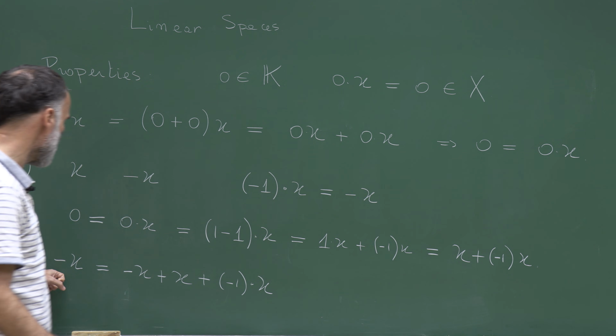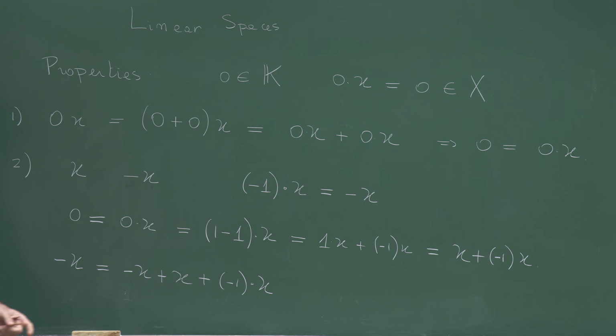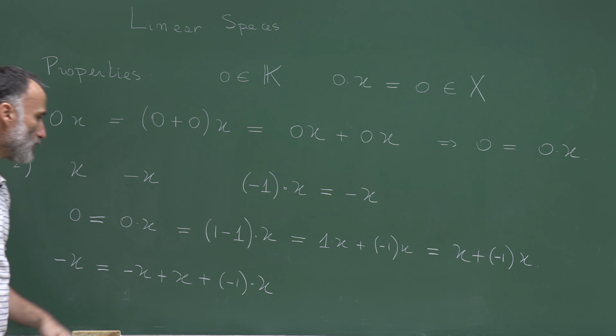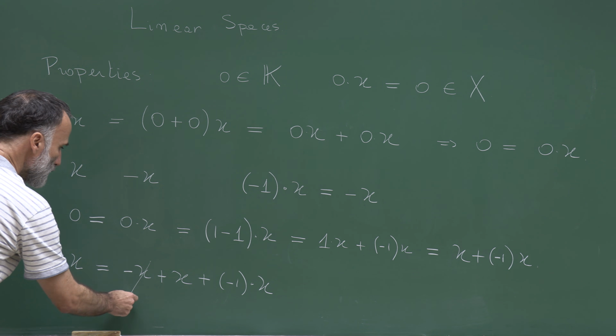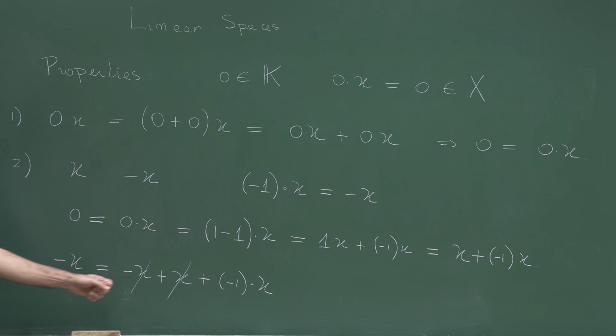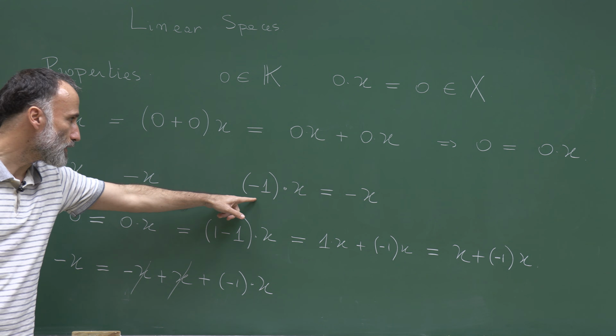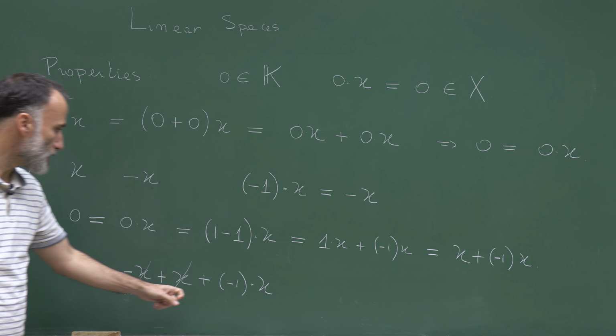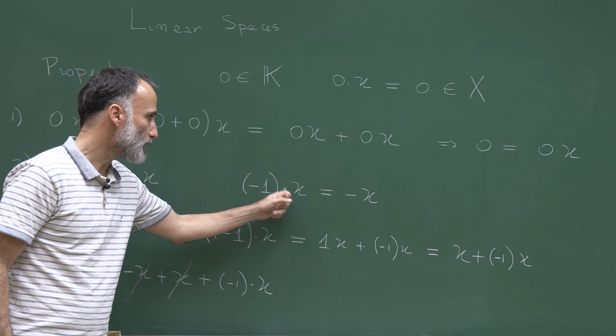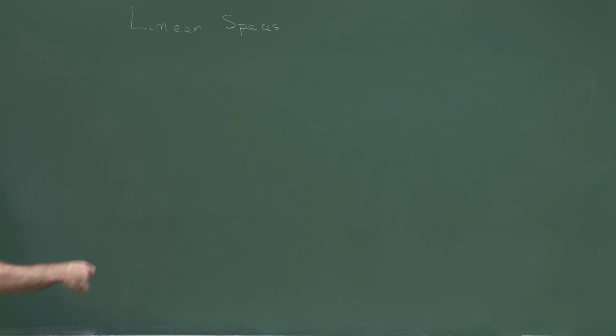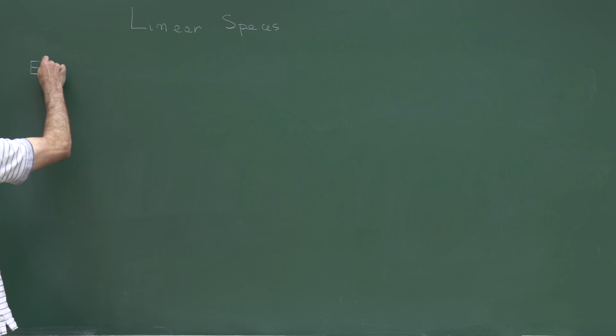I'm just summing on both sides the negative element of x. Well, these cancel because this is the inverse element to x. And what I get, it's what I claimed here, is that minus x is indeed equal to minus 1 times x. So let me give you now some examples.